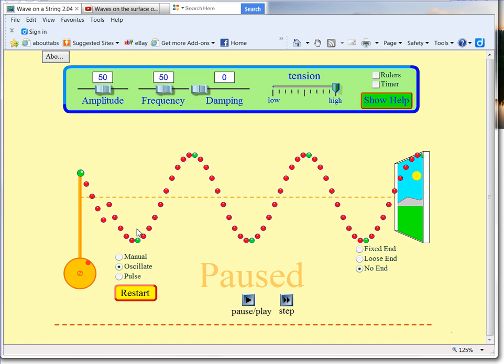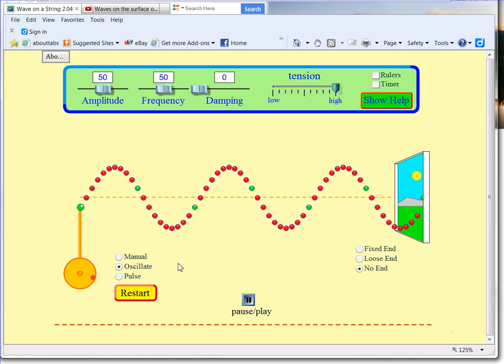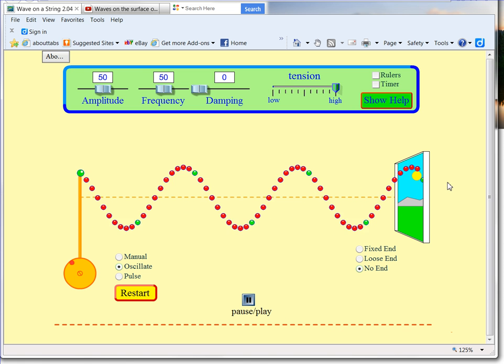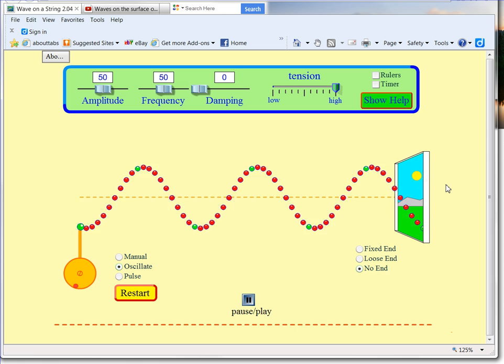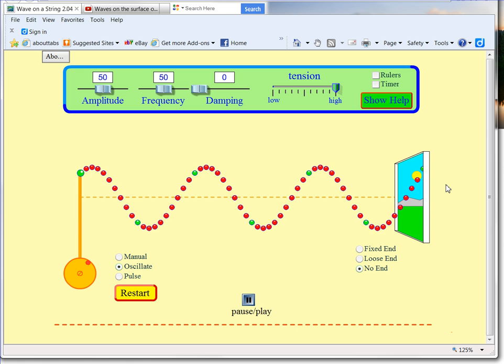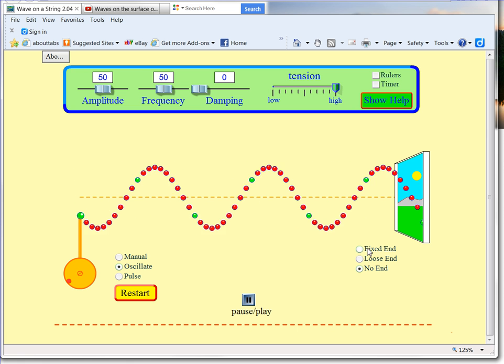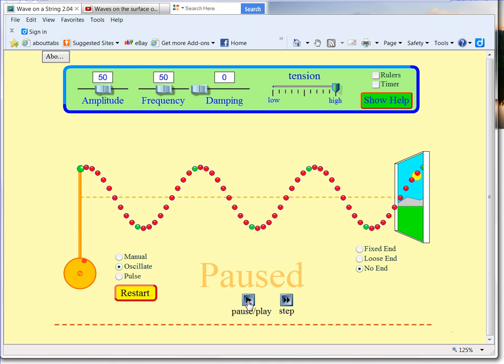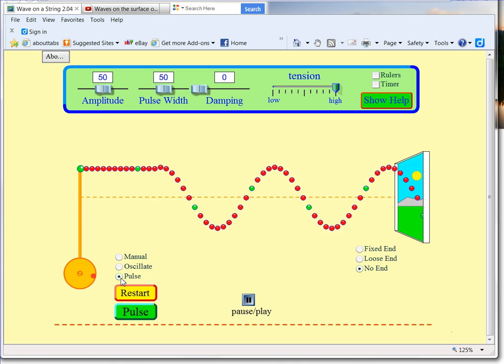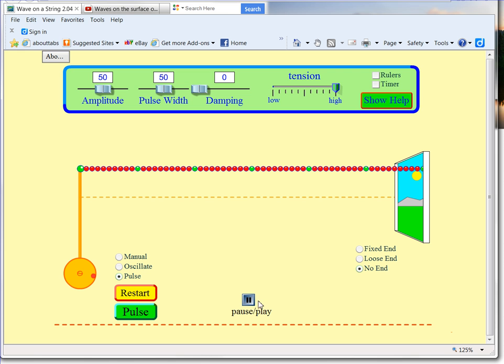Okay, here I have no boundary, so I have this wave and it's just going on. I have two choices for boundary. I could have a fixed end or I could have a loose end. I'm going to go to pulse here and let me start over.